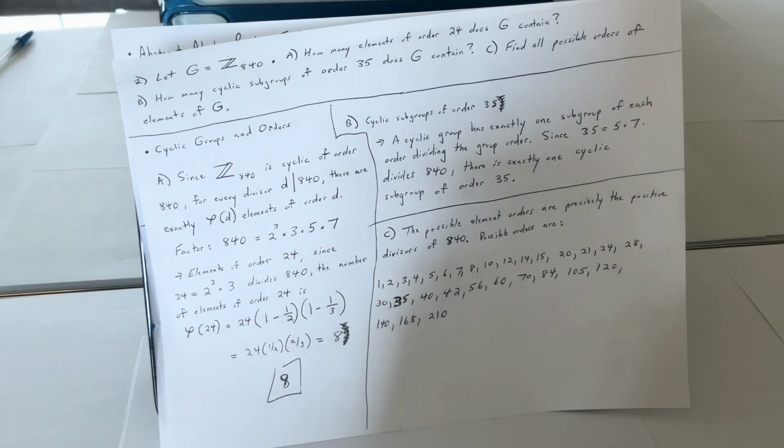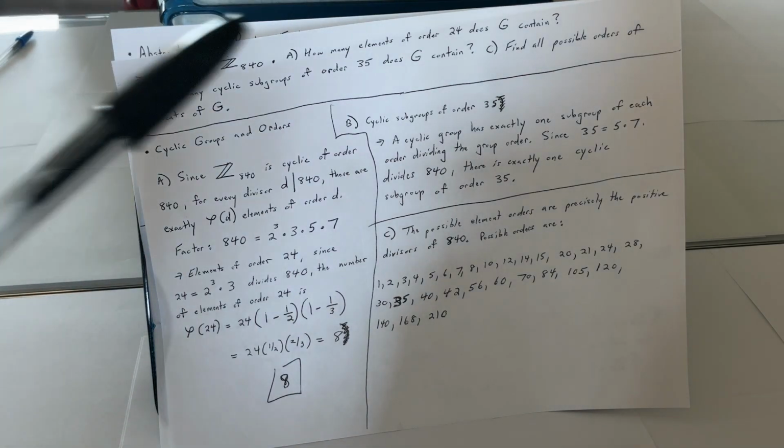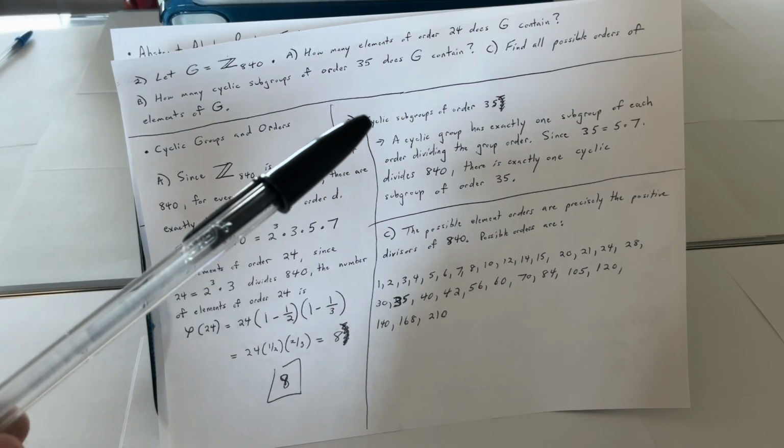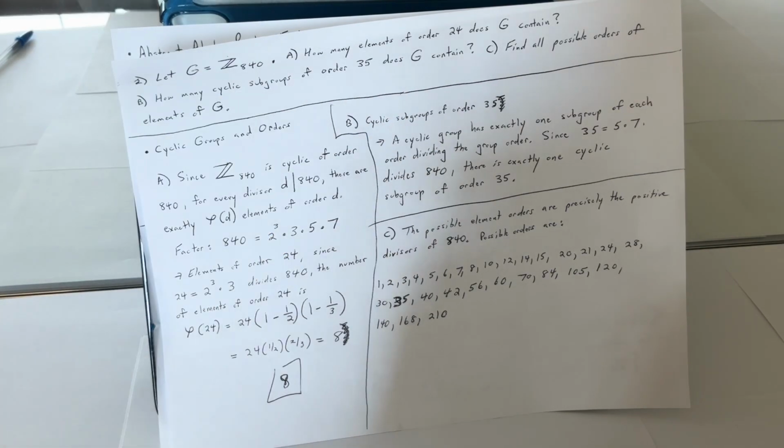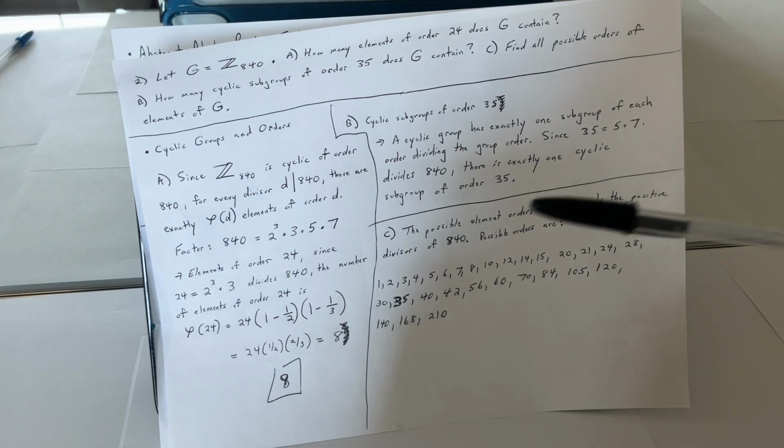For part B, cyclic subgroups of order 35. How many cyclic subgroups of order 35 does G contain? A cyclic group has exactly one subgroup of each order dividing the group order. Since 35, which is 5 times 7, divides 840, there's exactly one cyclic subgroup of order 35. Some say cyclic, some say cyclic.